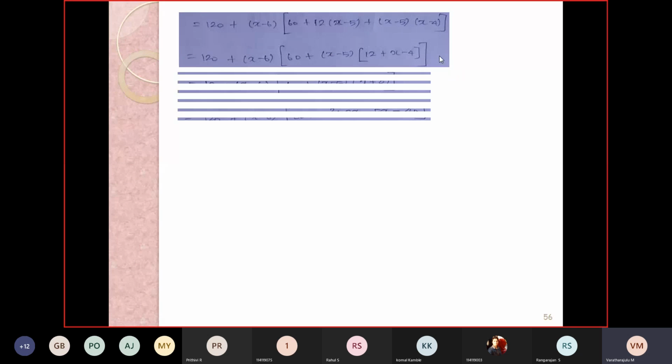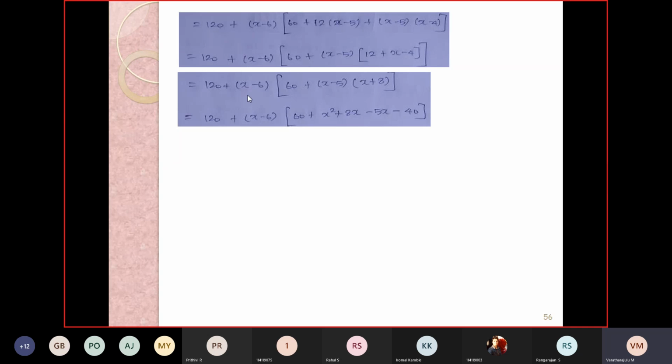And 60 plus 12 into x minus 5, plus x minus 5 into x minus 4. Here we have the common term x minus 5. Therefore, I am taking out 60 plus x minus 5 into 12 plus x minus 4, and by 120 plus x minus 6 into 60 plus x minus 5 into, here I will get x plus 8.